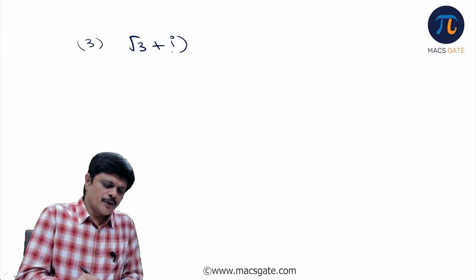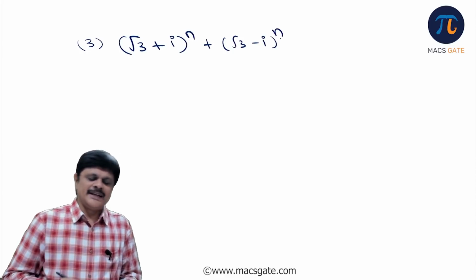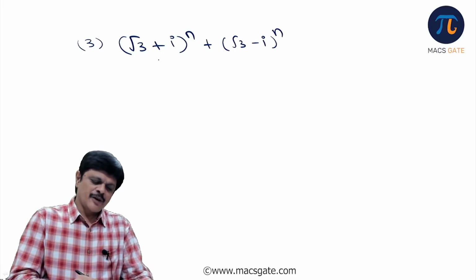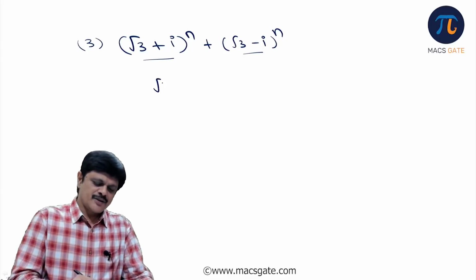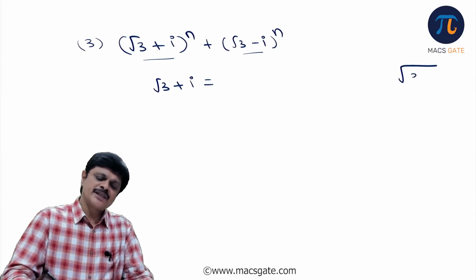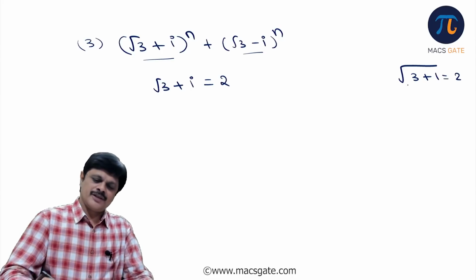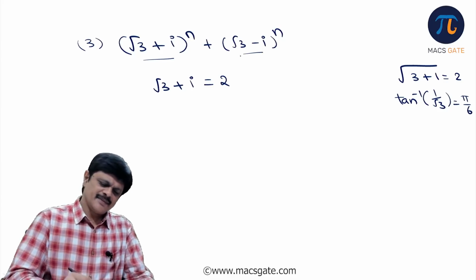Root 3 plus I whole power n plus root 3 minus I whole power n. So this particular one, first of all, we need to write the exponential form for root 3 plus I and root 3 minus I. So what is root 3 plus I, sir? See, mod is nothing but under root 3 square means 3, 1 square is 1, root 4 is 2. So modulus of this is 2. Next, tan inverse 1 by root 3. What is tan inverse 1 by root 3? Pi by 6, 30 degrees, na? Like that. So you can write it as e power I pi by 6.